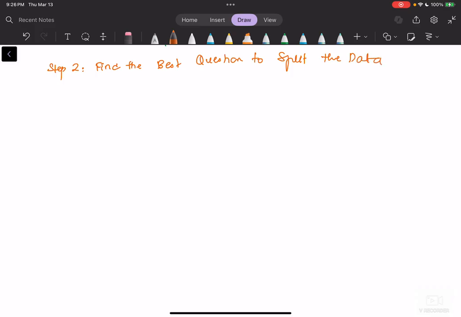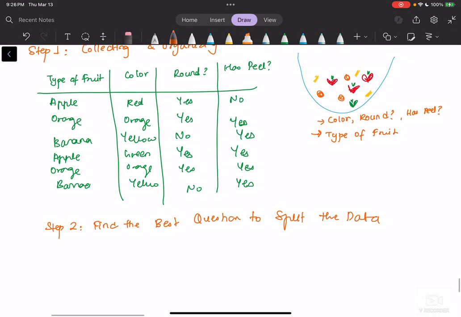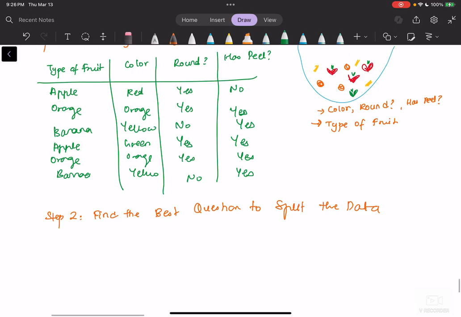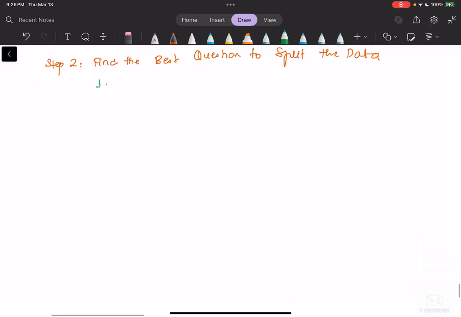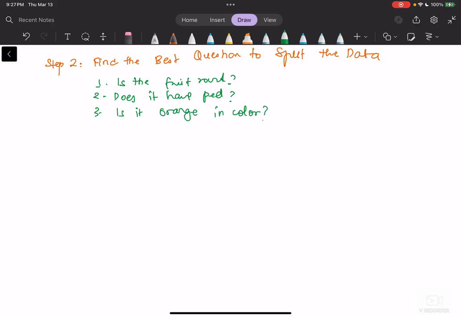So why do we need this? A decision tree classifies data by asking a series of yes or no questions, right? So the goal is really just to ask questions that divide the data set into groups that are as pure as possible. So how? We can try with different yes no questions. What could some good yes no questions be for our case? It's kind of easy for us. We took a really simple data set. So maybe like, is the fruit round? Does it have a peel? And then maybe like, is it orange in color? Why not, right? So that could be another question we ask.